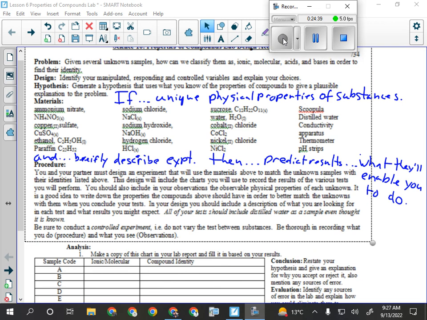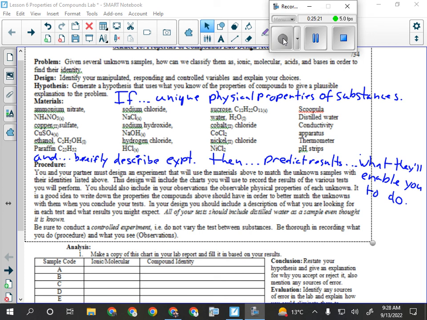All right, so in this list of materials here are also the identities of your unknown compounds. One of your unknowns is ammonium nitrate. One of them is copper 2 sulfate. One of them is ethanol, that's alcohol. One of them is paraffin, which is candle wax, the stuff candles are made out of. Sodium chloride is one of them. Sodium hydroxide is one of them. Hydrogen chloride is one of them. Sucrose, sugar. Water, cobalt 2 chloride, and nickel 2 chloride are your unknowns.